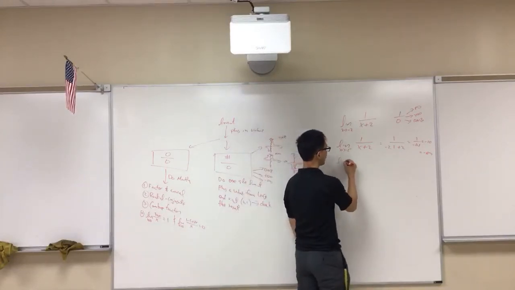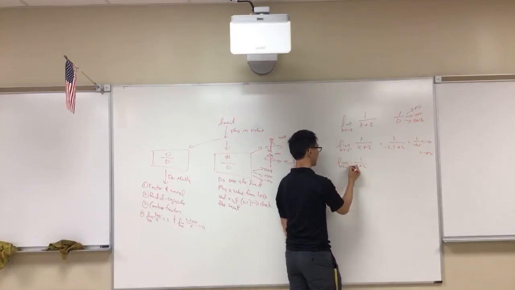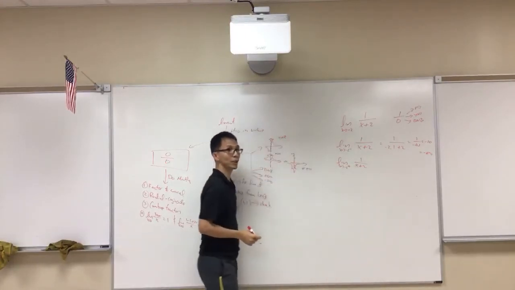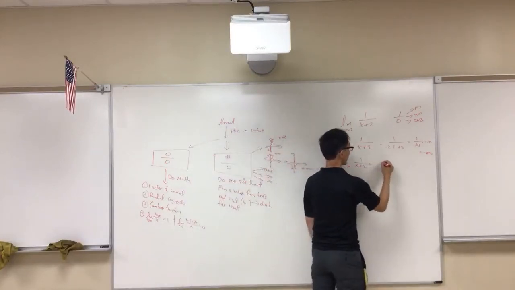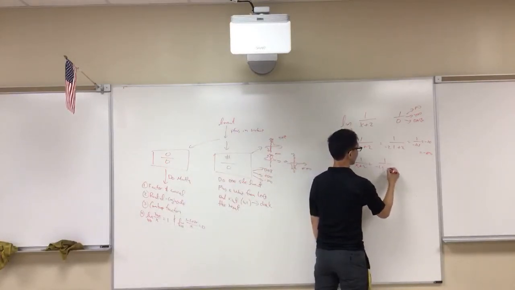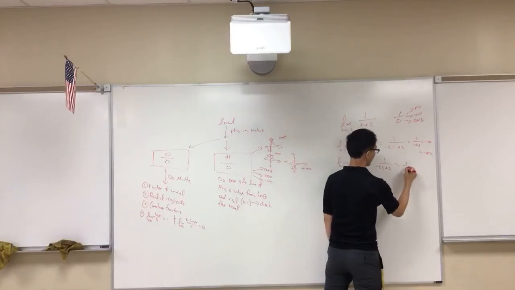And we're going to do the same thing. Limit as x approaches negative 2 from the positive side of 1 over x plus 2. So now which number will I plug in? Negative 1.9, right? That's equal to 1 over 0.1, which is a positive value, which we know is going to positive infinity.